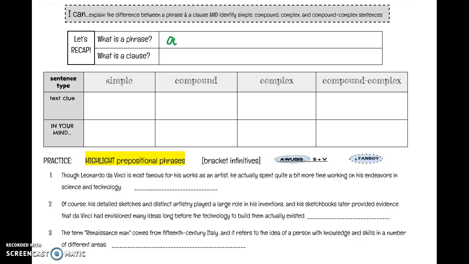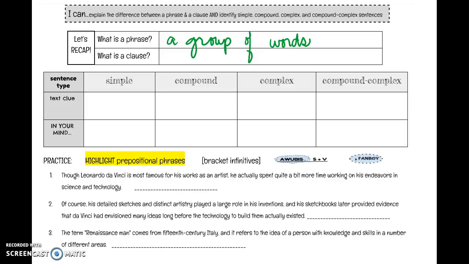So a phrase is just a group of words. Whatever you see me writing here is what you should be writing down in your notes. This is a good way to study. You know you're going to be tested on this at some point, and you've got to make sure that you know the difference. So we've talked about prepositional phrases, infinitives, verb phrases, and appositives.